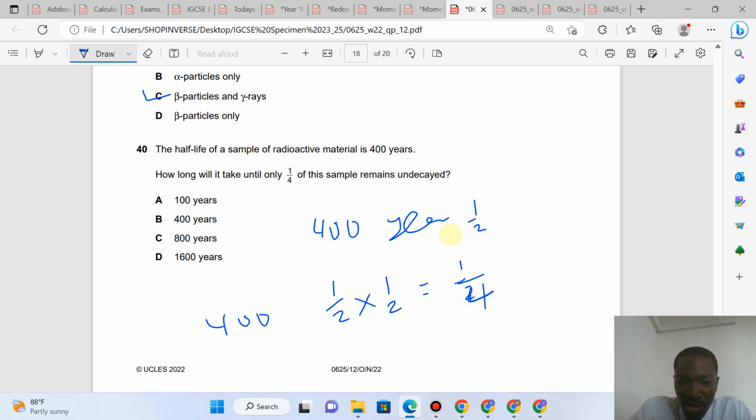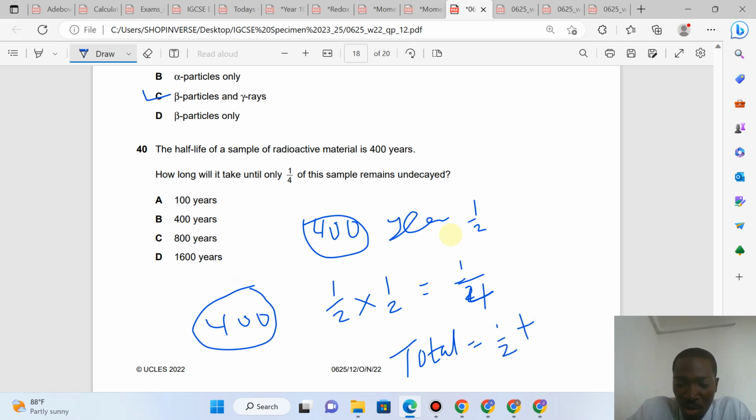Okay, so in this case, after 400 plus 400 years, the total that has decayed will be half, which is for the first 400, plus quarter, which is for the second 400. This will give you 3/4. So 3/4 will have decayed. What will be left will be 1/4. Okay. So the correct answer will be 400 years plus 400 years, which is 800 years, which is option C.